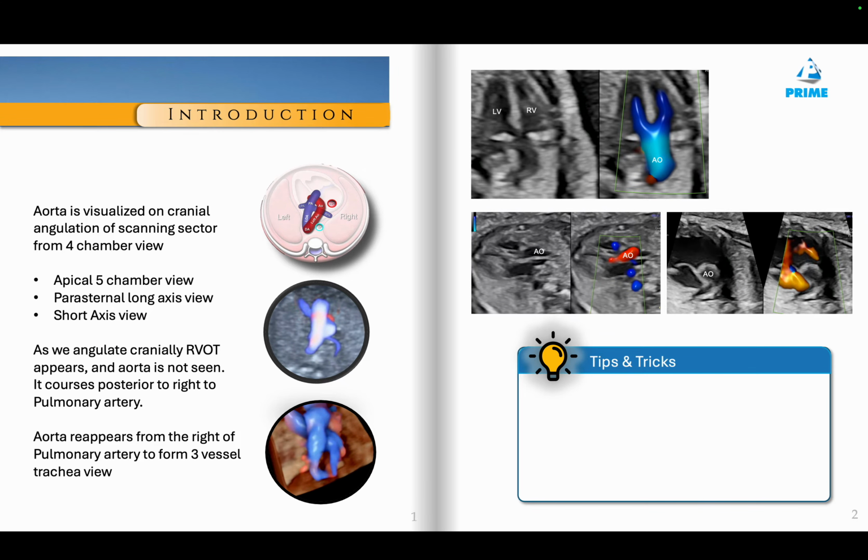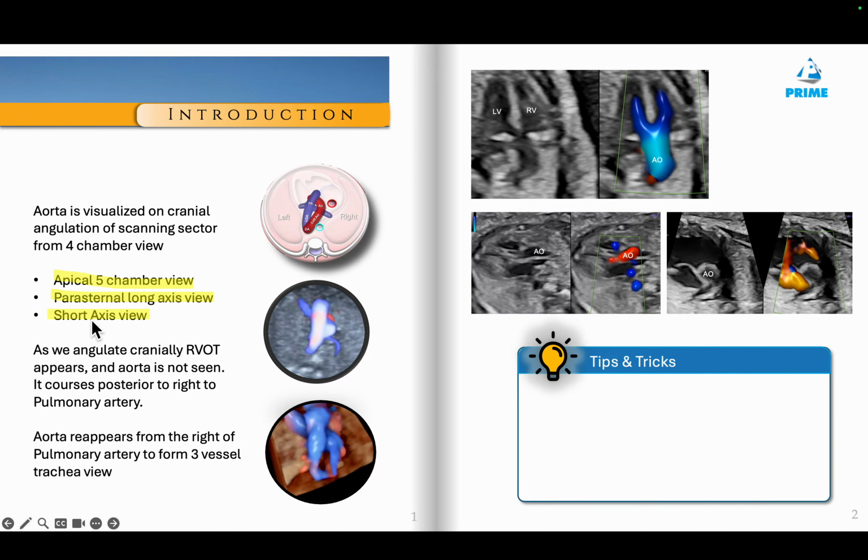How do we assess the aorta? The aorta is visualized by a cranial angulation of the scanning sector from a 4-chamber view to an LVOT view, and going a little more cranially till you achieve a 3-vessel trachea view. In that process, first you achieve an apical 5-chamber view. Or you can do that in a parasternal long axis view, another view of viewing the aorta.